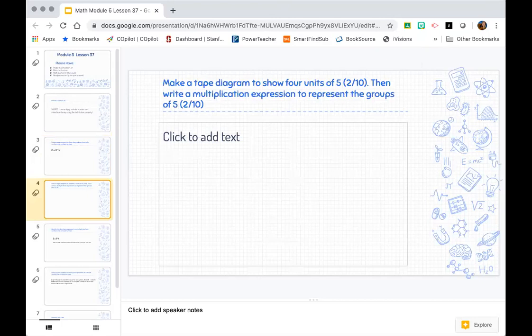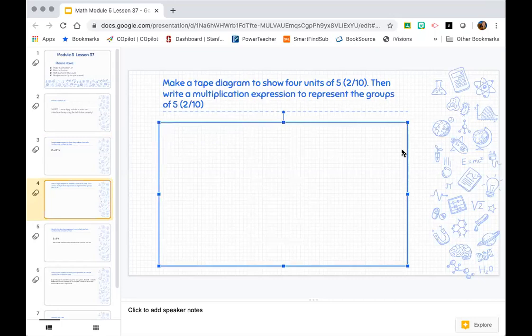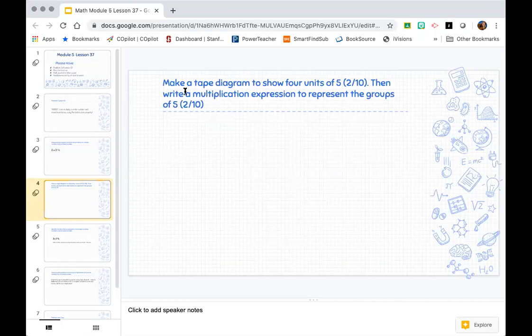So it says, make a tape diagram to show 4 units of 5 2/10. I'm sorry, I couldn't get this to go into fractional form. So we're going to be making a tape diagram to show 4 units of 5 2/10. Then write a multiplication expression to represent the group.